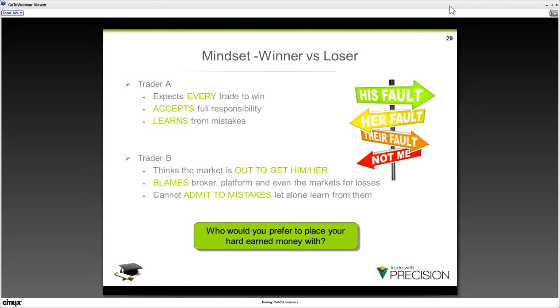So who do you prefer to place your money with, right? Yeah, it's an obvious choice. It's Trader A, right? He's got his act together. He's structured in his thinking. He has a positive outlook about what he's doing, and most importantly, he's trading responsibly.